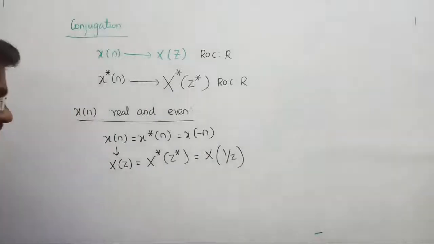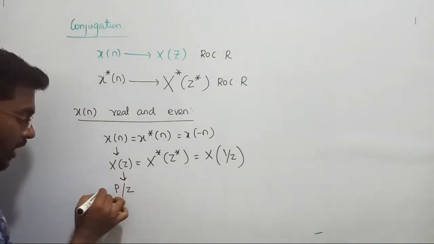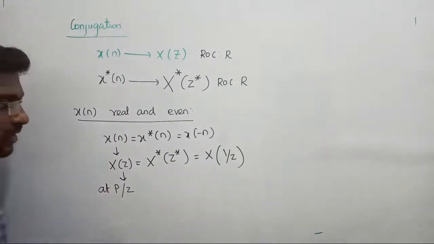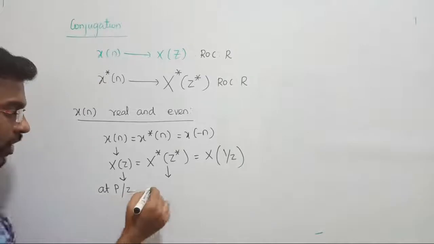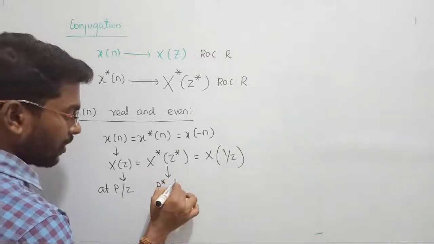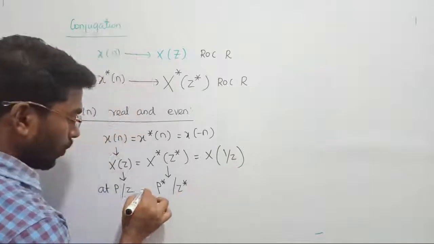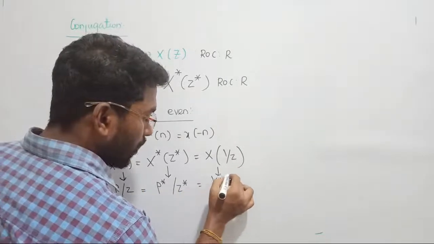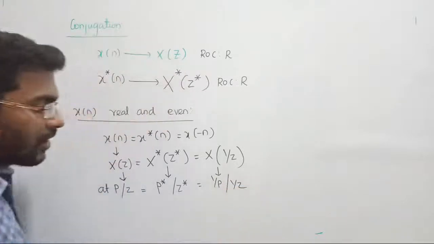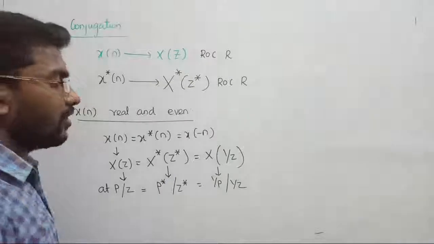Now, did you notice, if x of z has a pole or zero at a point P, then what will happen? Then x conjugate of z also has a pole at the same point, you can consider P conjugate and z conjugate. Then this one should be equal to what? This one also will have a pole at 1 by P and 1 by z. Clear? So all these things are going to be equal when these three are equal.